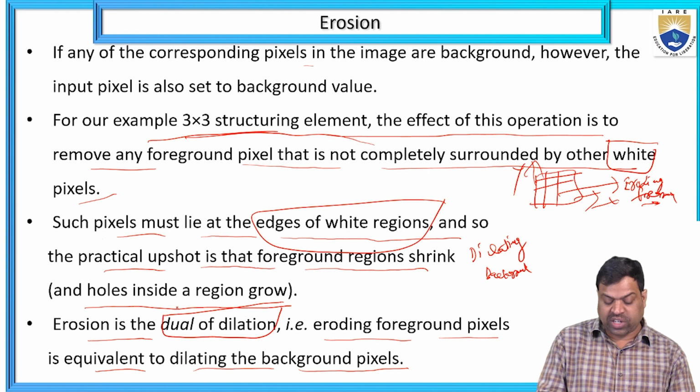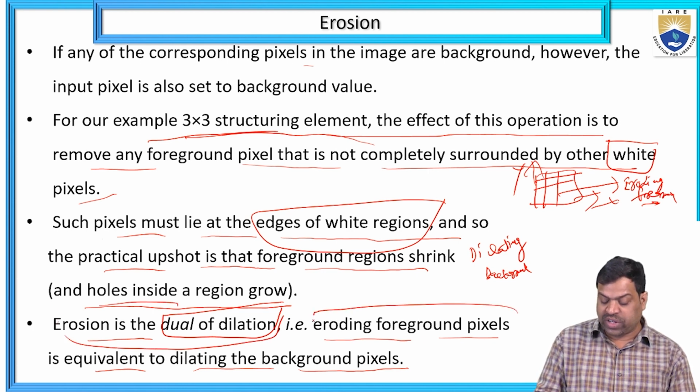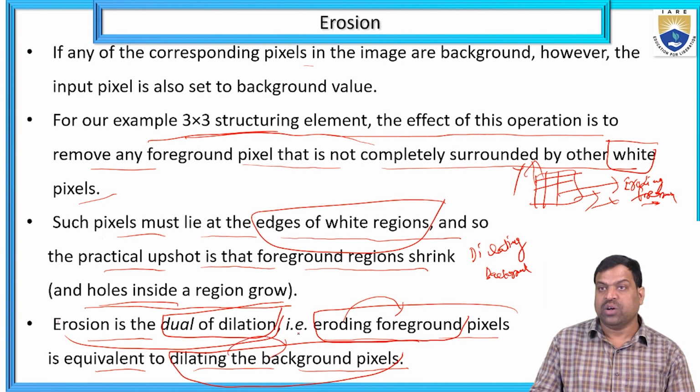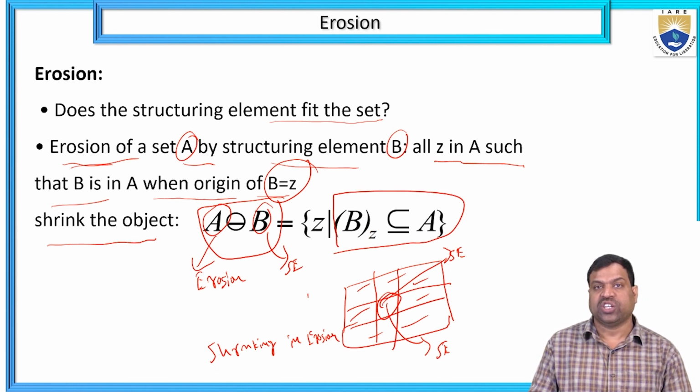And erosion is the dual of dilation. If I take erosion as foreground, then dilation is compulsorily the background. So in erosion, we check whether the structuring element fits in that set. If yes, then we have to take the complement of A and B, where A is the image being eroded and B is the structuring element.